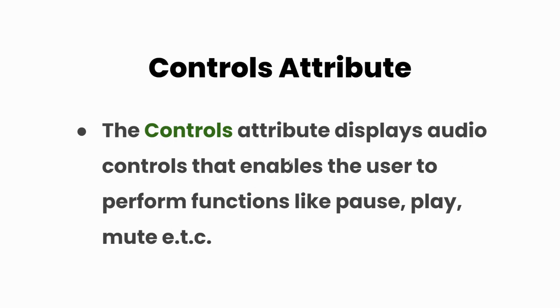Next, we have the controls attribute. The controls attribute displays the audio controls that enable the user to perform functions like pause, play, and mute. So we saw how important this controls attribute is. Without it on the video element, the video is going to look like an actual photo, an image. That's why the controls attribute is very important for the video as well as the audio.